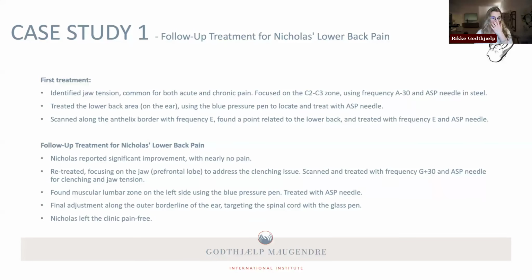All right. So yeah, I scanned along the anthelix borderline that I just showed you with frequency E, and I found a point related to the lower back. And I treated with frequency E and an ASP needle. So I like to combine frequencies and colors and needles and pressure, and I combine depending on what is needed.